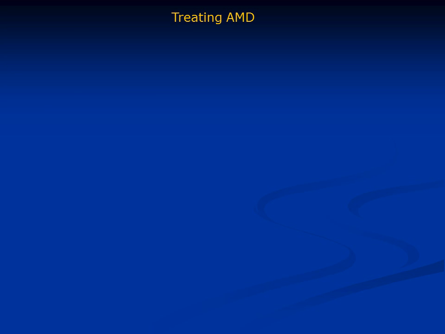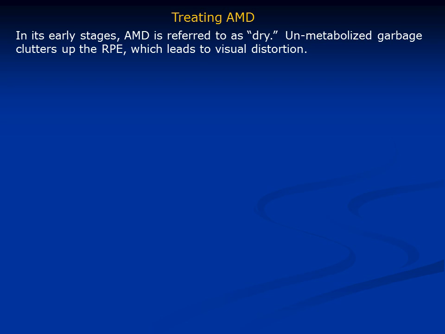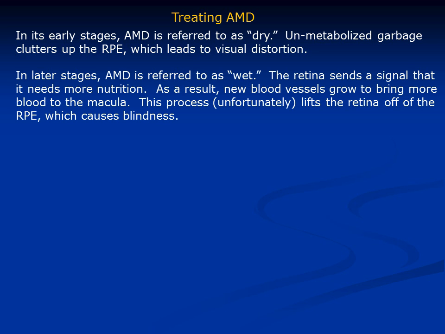How do you treat macular degeneration? Can you treat it? In the early stages, I mentioned this unmetabolized garbage. It accumulates, it clutters up this feeding trough called the retinal pigmented epithelium, which I've denoted here as RPE, and that leads to some visual distortion. And an ophthalmologist will tell you you've got early macular degeneration. If you can keep it there, good for you, because you still have decent vision, usually 20/25, 20/30, maybe 20/40 vision. You can still see and recognize people and read and stuff like that. It's a little bit of a struggle.